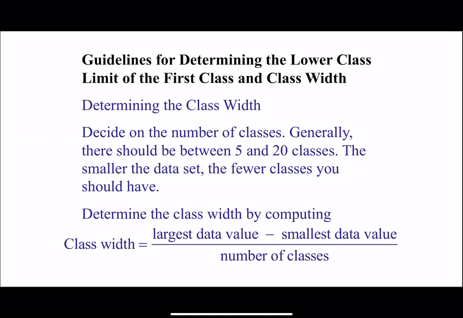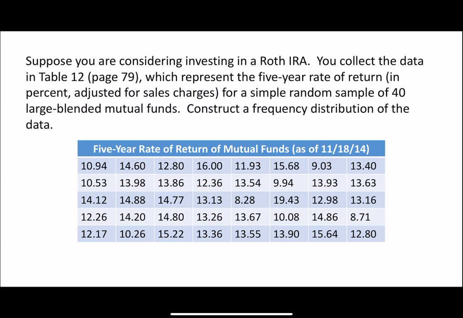Then you determine the number of classes you want. You want between 5 and 20 classes. You're not going to want 50 different bars on your histogram. Your class width would be the largest data value minus the smallest data value, divided by the number of classes you want. Remember, the other way to do this would be to decide what you want your class width to be, and then you would divide the largest minus the smallest by that class width. Sorry. Okay.